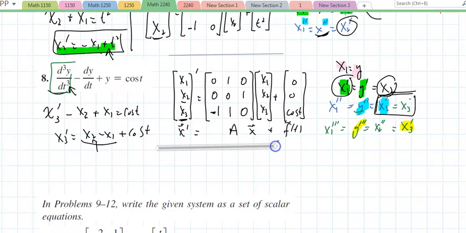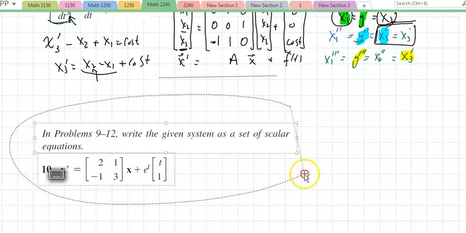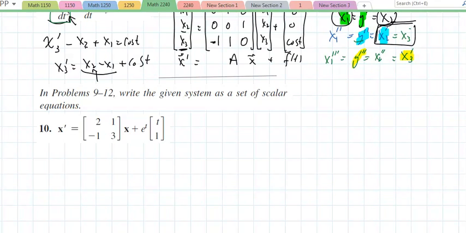Again, it's going to take a bit of time to get used to this. We go forward and we go backwards. So either they give us the equation and we come up with the system, or they give us the system and we come up with the equation. And if I look at this, it's fairly simple to go in this direction. Write the given system as a set of scalar equations. That's very simple to do.